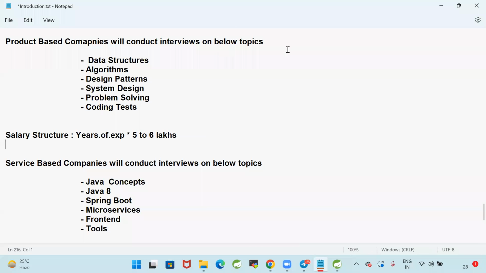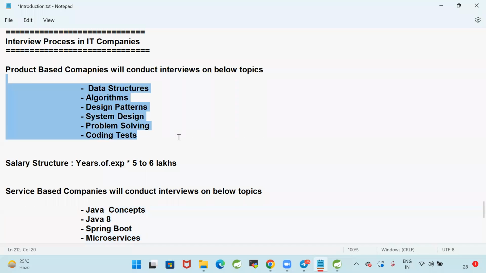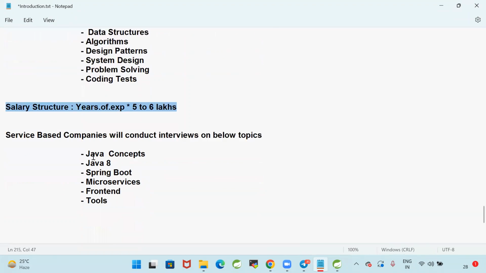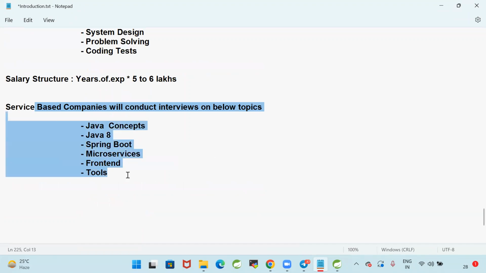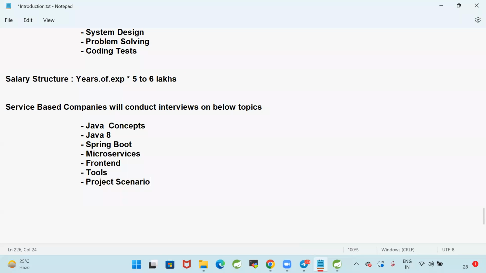When you go for a service-based company interview, they will focus mainly on the latest technologies. When you go for a product-based company interview, they will focus on data structures, algorithms, design patterns, system design, problem solving, coding test. The salary structure will be years of experience into 5 to 6 lakhs. For service-based companies, the topics are Java concepts, Java 8, Spring Boot, microservices, front end, tools, and project scenarios also. They are going to ask project architecture, project modules, project flow.